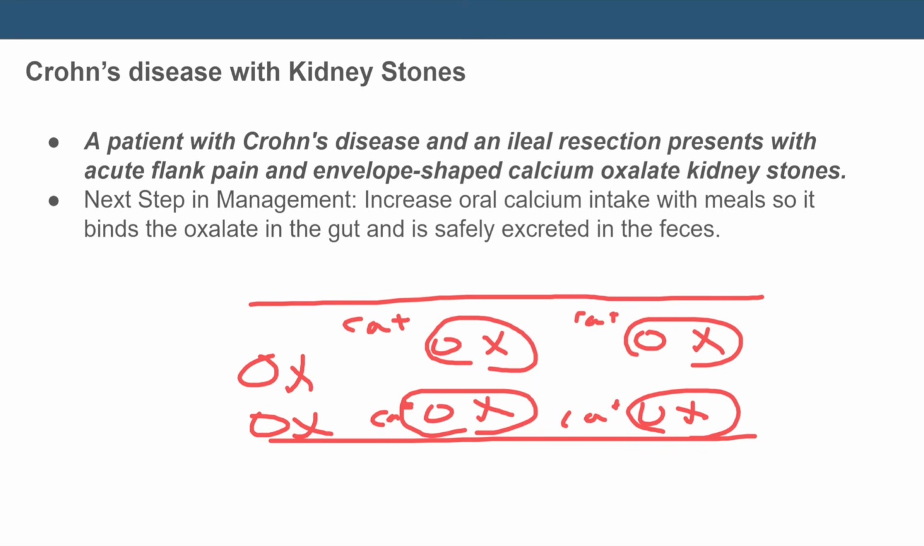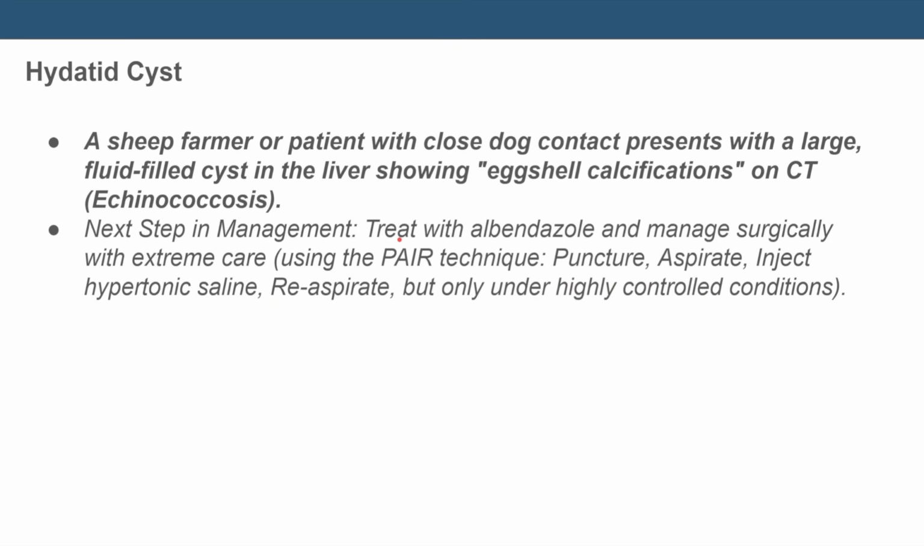So the next step in management is going to be to increase oral calcium intake with meals, so it's going to bind the oxalate in the gut, and it can be safely excreted in the feces. The third rule is that you should never aspirate a hydatid cyst.